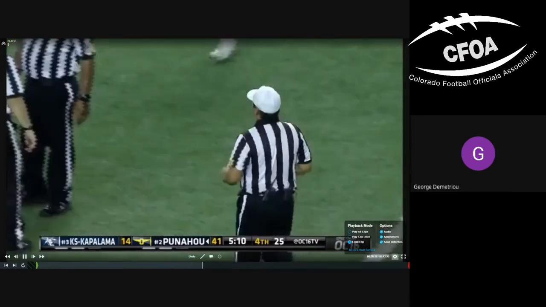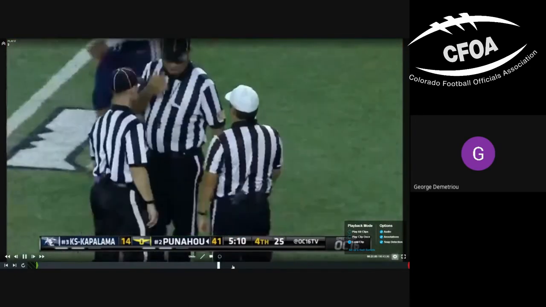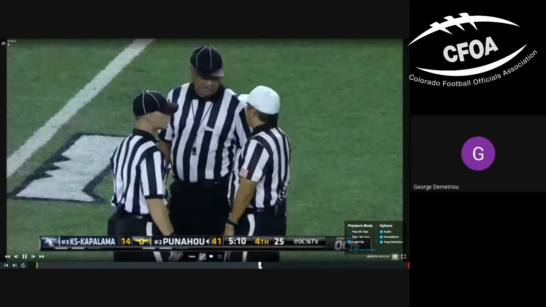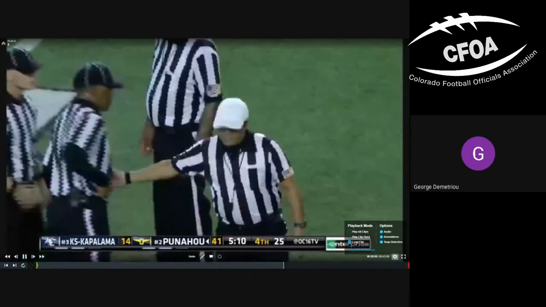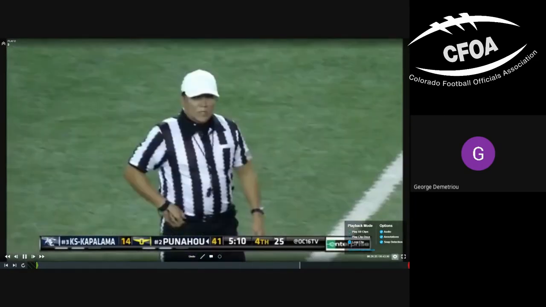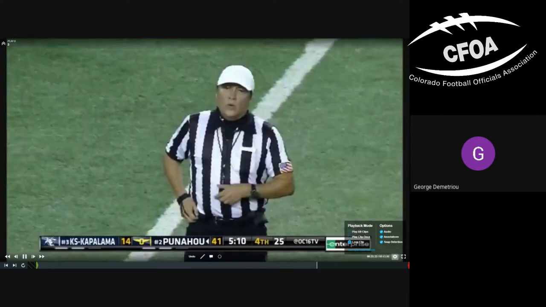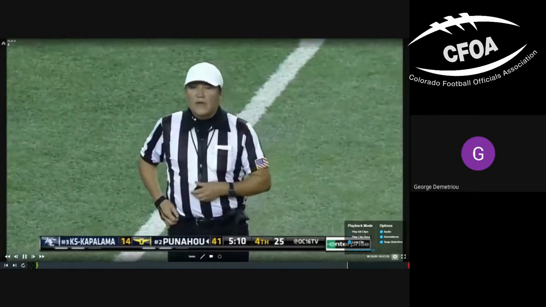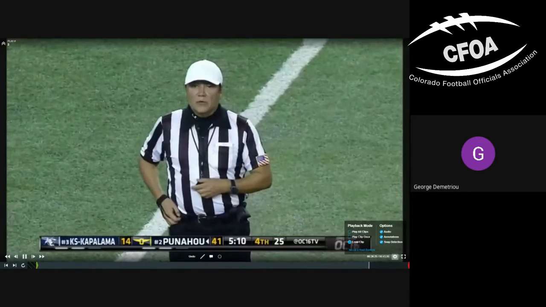Is able to hang on. This will be his third catch of the year. We have dead ball offsetting fouls. Number six in the, excuse me. We have dead ball offsetting fouls.